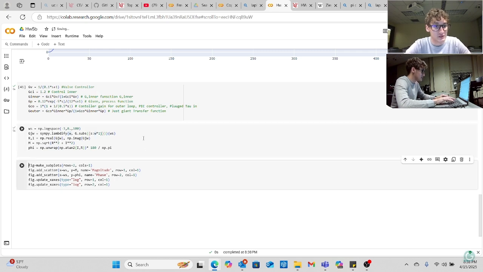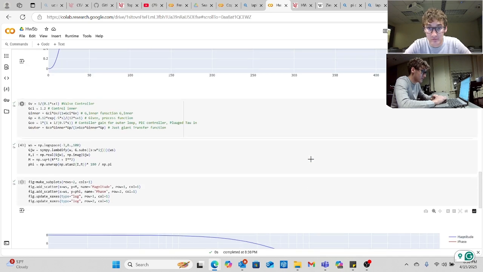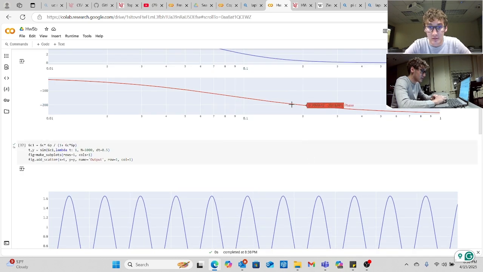I think I'm missing something. This is the exact same plot as last time, I believe. Let's look. 0.1, negative 150.583. No, it might very well have been.